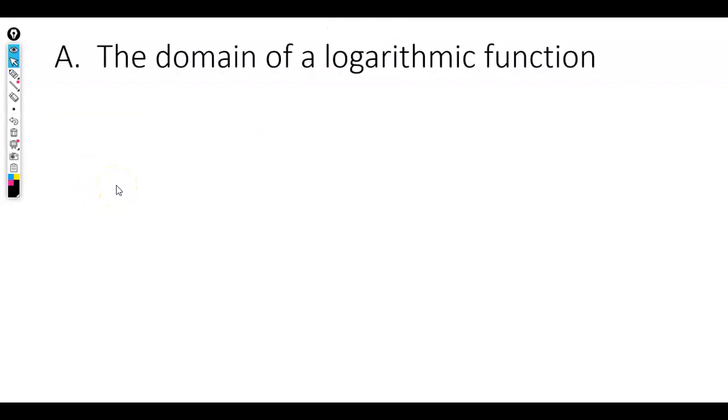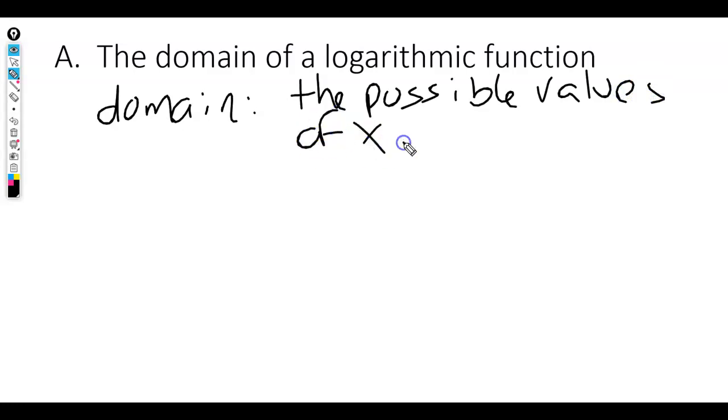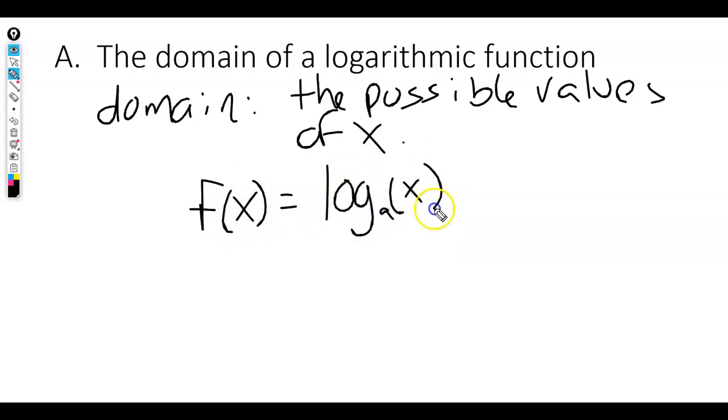The first thing I want to talk about before we begin this is the domain of a logarithmic equation. In case you guys don't remember, what is a domain? A domain is all the possible values of x. Okay, so when you think of a log as a function, the input is usually going to be here in the argument place.